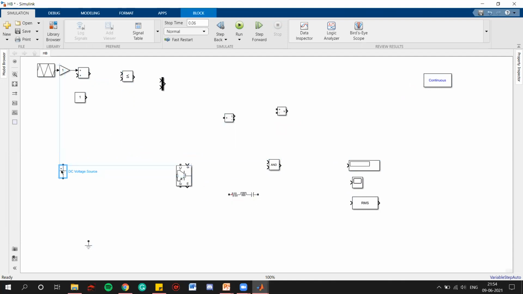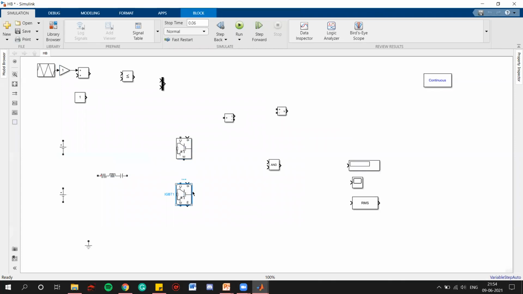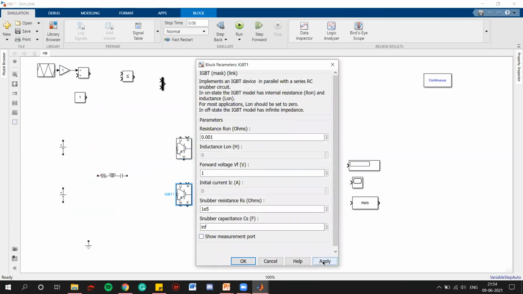So let's make the circuit. DC voltage will be here. Let's take two DC voltages. Now we need to take a load. We need to take two IGBTs. Just open them and untick this measurement port to avoid confusion.